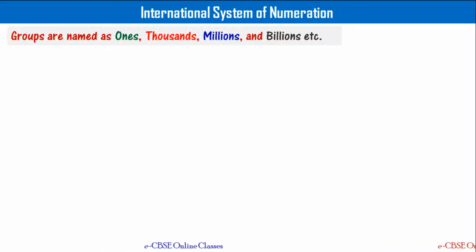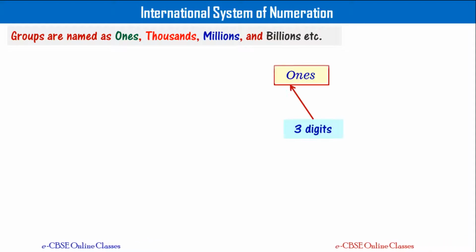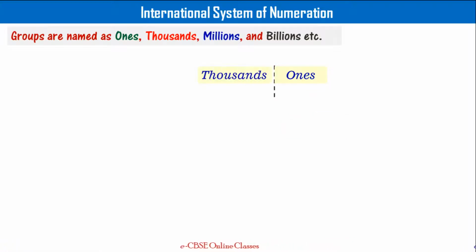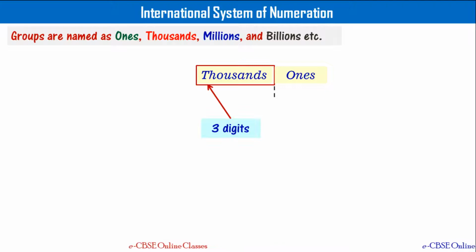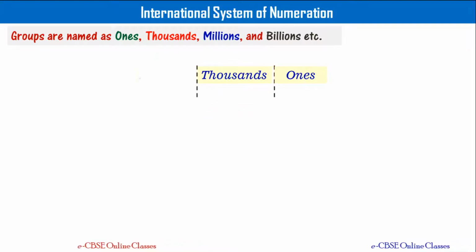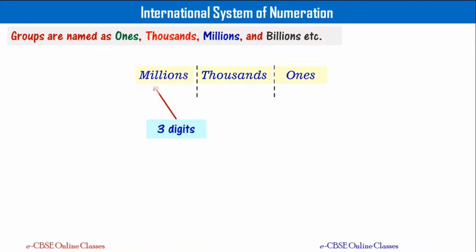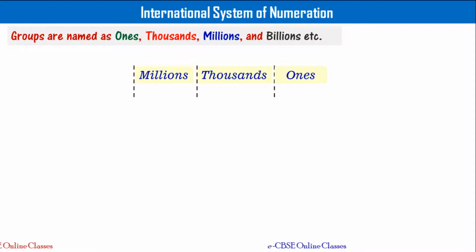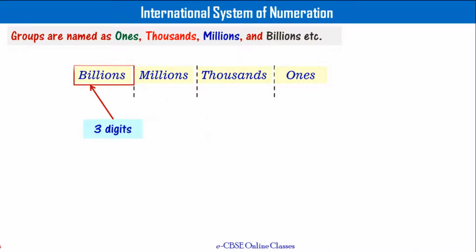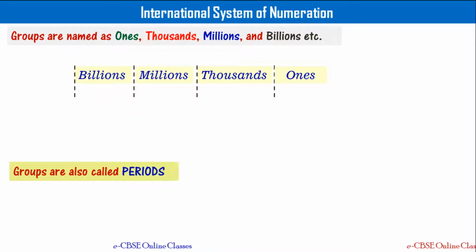These groups are named as ones, thousands, millions, and billions. The ones group has got three digits, and then you have thousands group that also has got three digits, and then you have millions group that also has got three digits, and then you have billions group that has got three digits, right? These groups are also called periods.